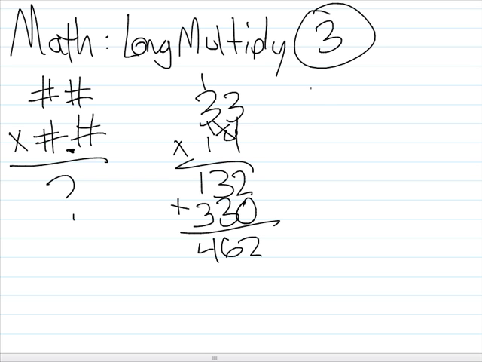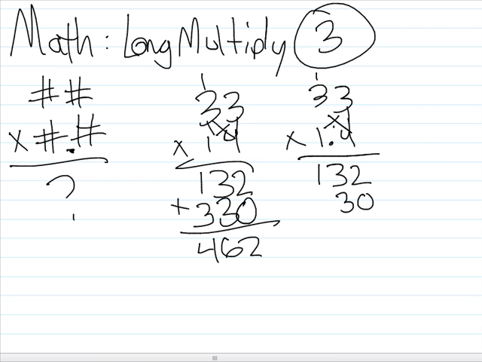Now check it out. If you had 33 times 1.4, here's how the trick works. 4 times 3 is 12, carry the 1. 4 times 3 is 12, added to that 1 is 13. 1 times 3, don't forget your placeholder, is 3. 1 times 3 is 3. Add that together, and you get 2, 6, 4. It's the same answer, but you have one decimal.